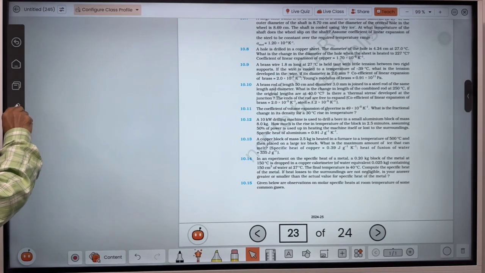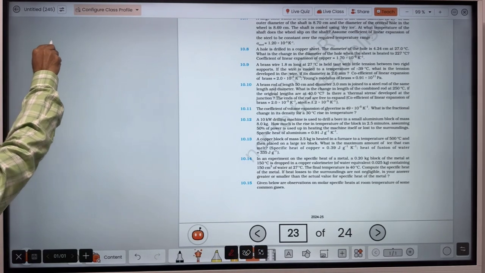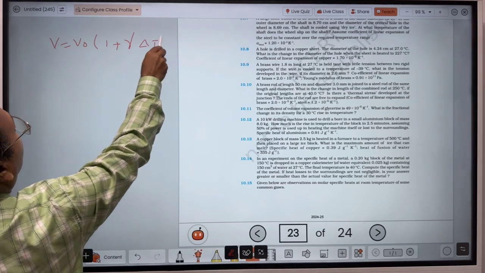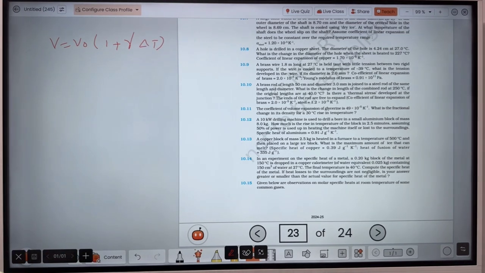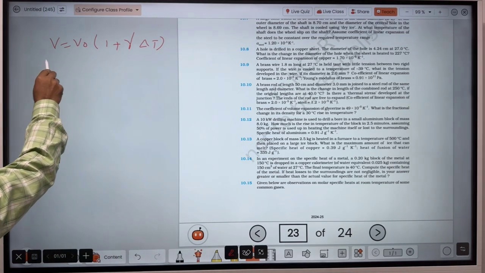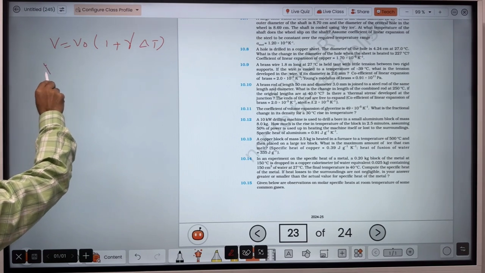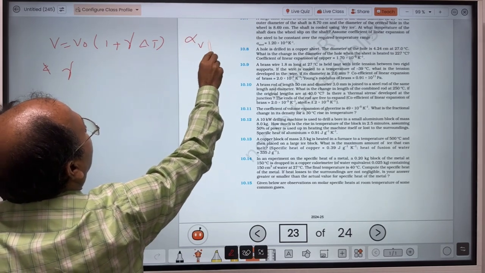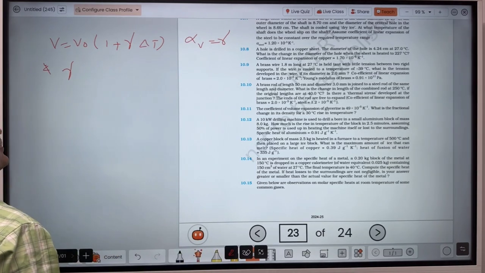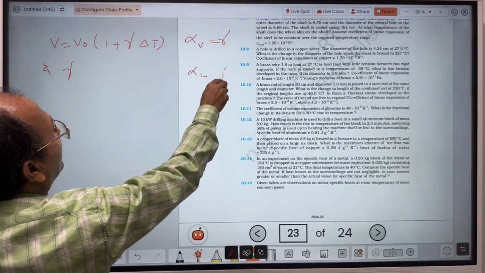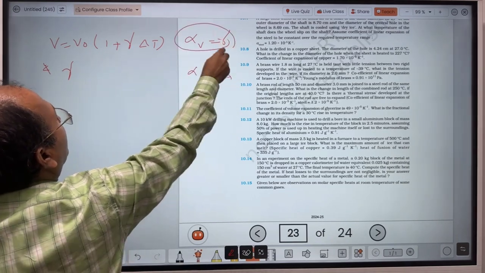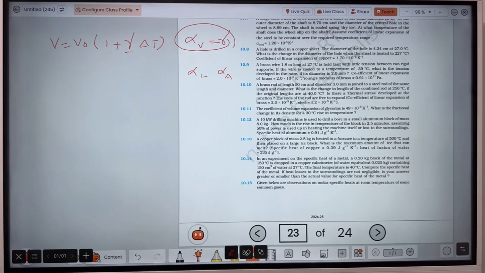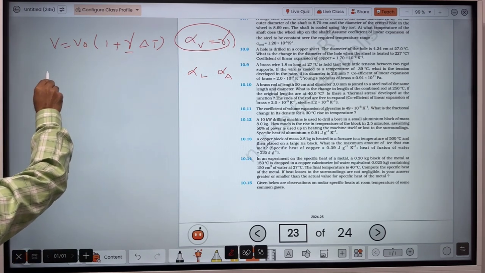First of all, we are going to see how gamma is related. If you remember the formula, V equal to V0 times 1 plus gamma delta T, right? So we can find gamma. Here gamma means alpha V, as I told you, because three types of expansion coefficients we have discussed. One is linear expansion, denoted as alpha L, another is alpha A, and the third one was alpha V. So here we are talking about alpha V. Either you can write alpha V if there is slight confusion. Now let's put the values.